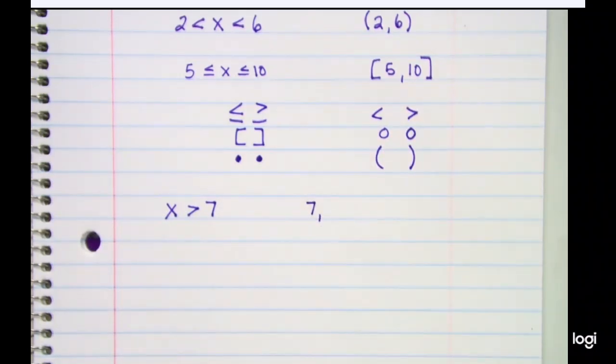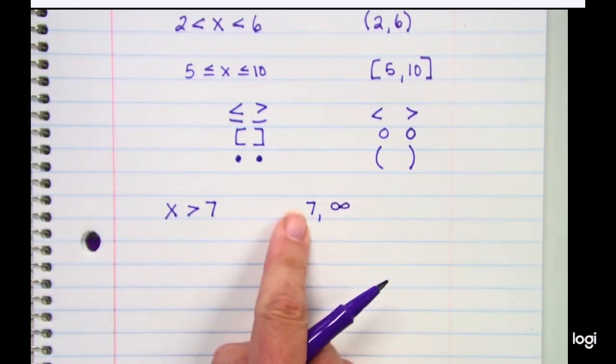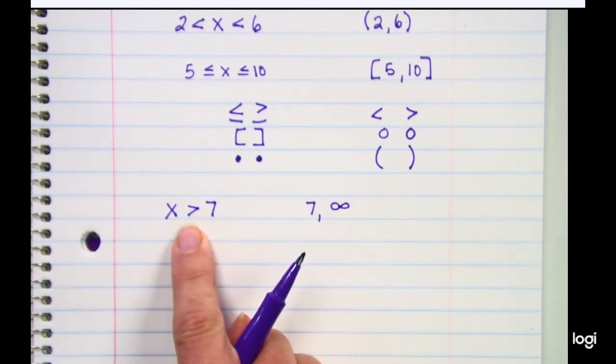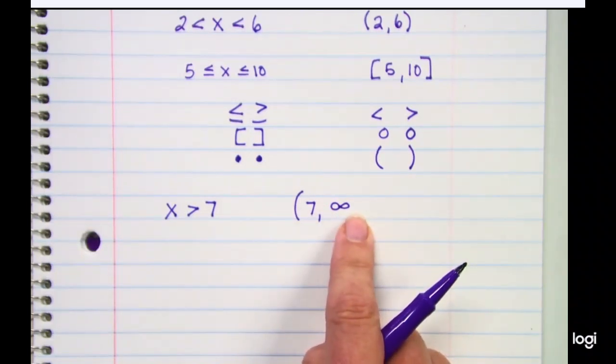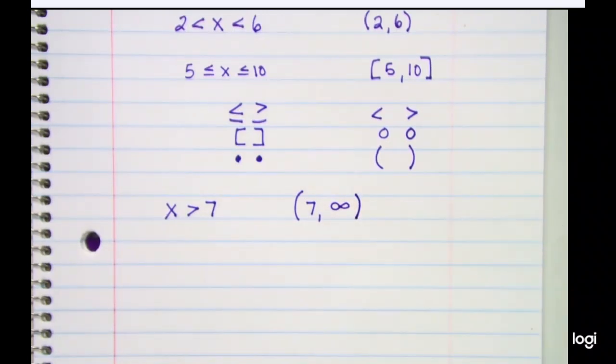7, and think of the biggest number you can think of. What is it? Infinity, right? On 7, am I going to have a parenthesis or a bracket? Look at your inequality right there. Parenthesis. Now, can we ever equal infinity? Infinity isn't a value. We can't ever equal it, right? So anytime you have infinity, it always has to have a parenthesis with it. If you put a bracket with it, you get it wrong.